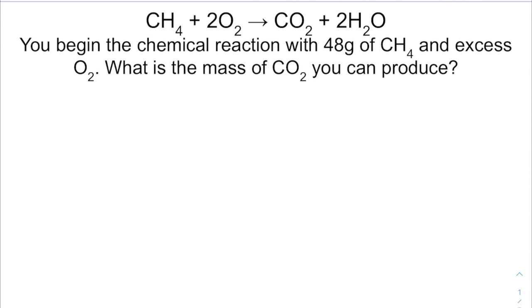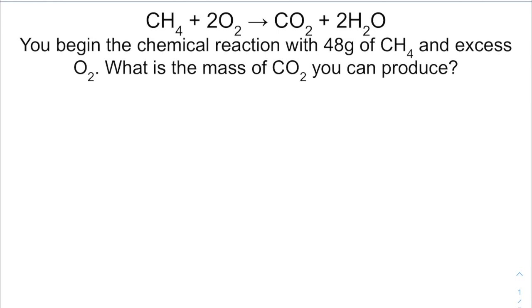Hi everyone, and in this EdPuzzle we are going to do some review of stoichiometry as well as limiting reactants and determining those. So let's go ahead and start with this example. This is not a limiting reactant example, but this is a stoichiometry example. So we have this chemical reaction, CH4 and 2 O2 becoming CO2 and 2 H2O. This is one that we see all the time, it's combustion.